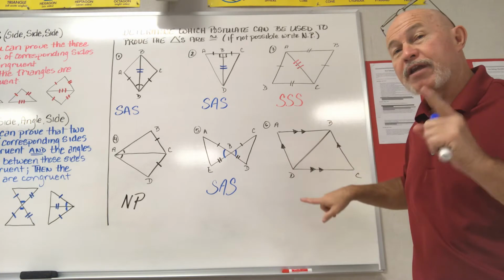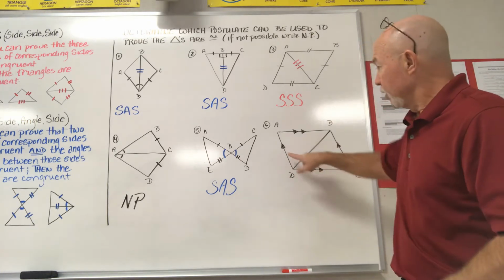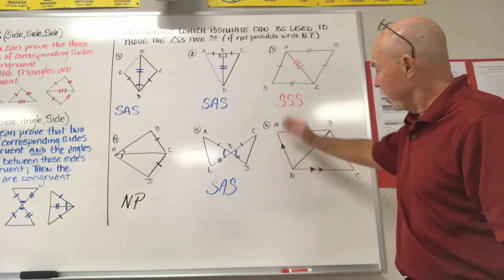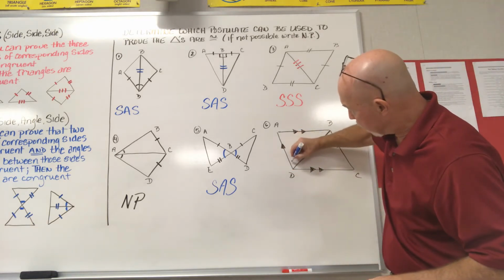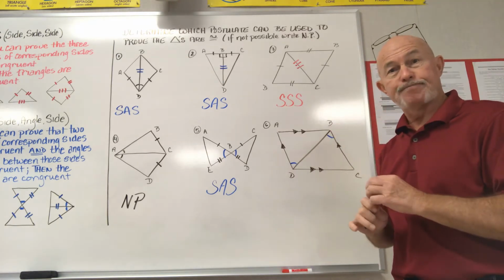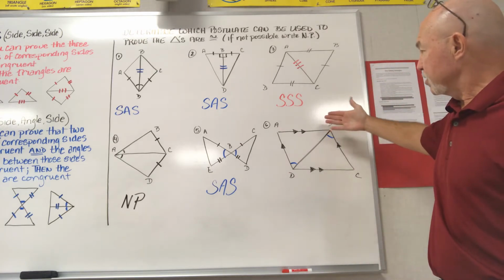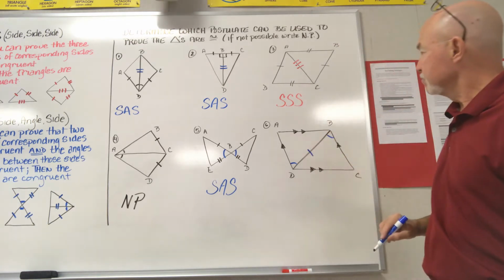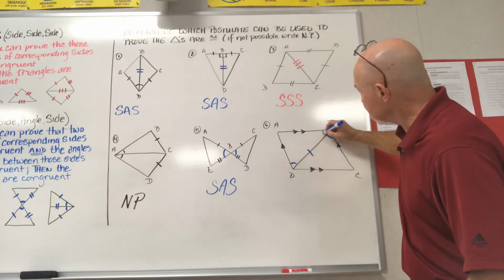Next, nothing given to us as equal. Okay, so we're going to have to think a little bit. We have a pair of parallel sides right here. Okay? Parallel sides cut by a transversal, alternate interior angles are equal. Okay? Next, I've got a common side. Another pair of parallel sides gives us this.